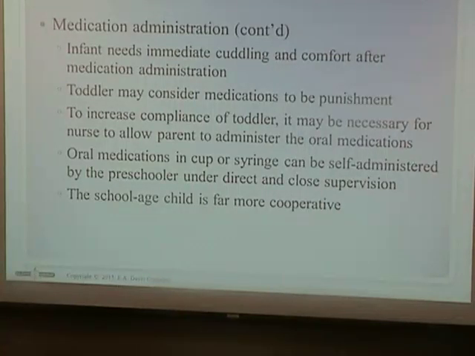Remember that the medication isn't punishment. We don't want to teach kids that any medical care is ever punishment. Okay?